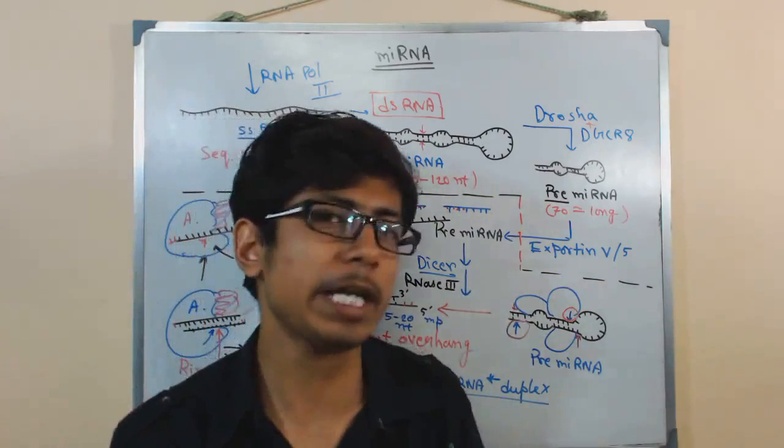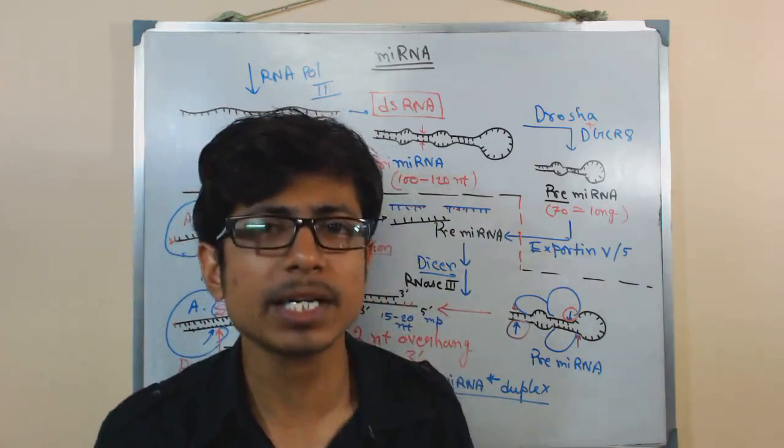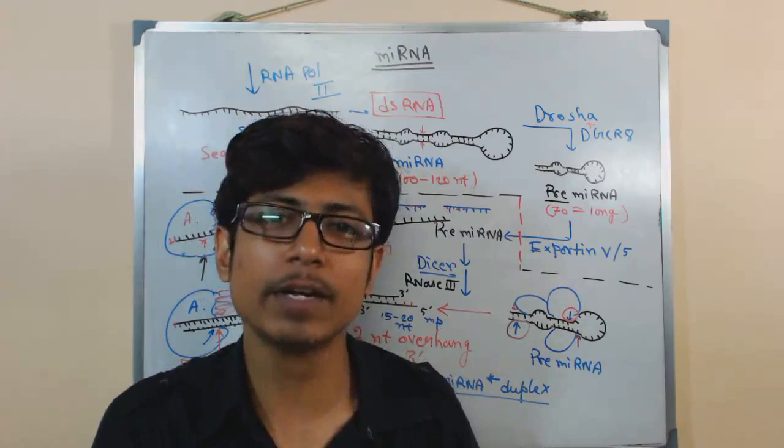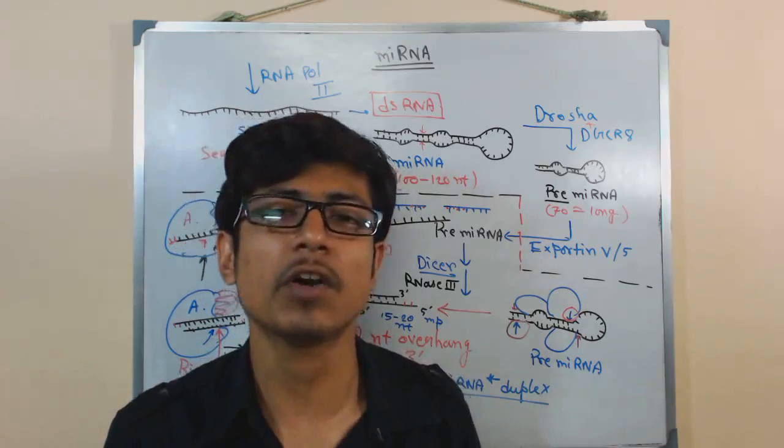So they have different names, but actually they are double-stranded RNAs, and the machinery to process the double-stranded RNA to cleave a targeted mRNA is kind of similar.